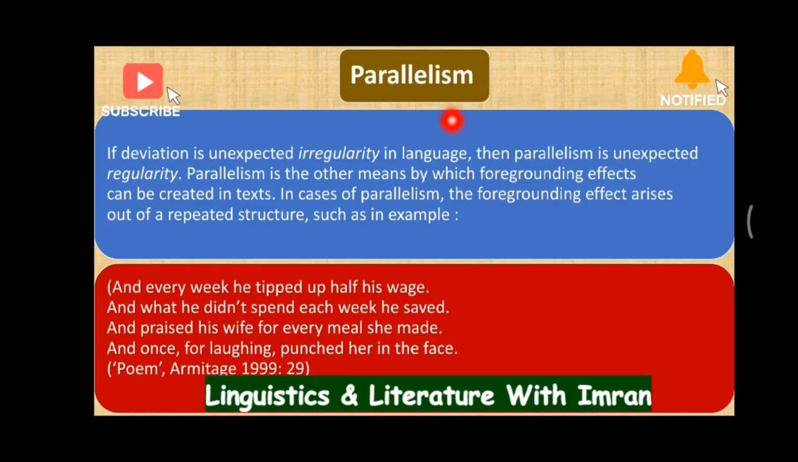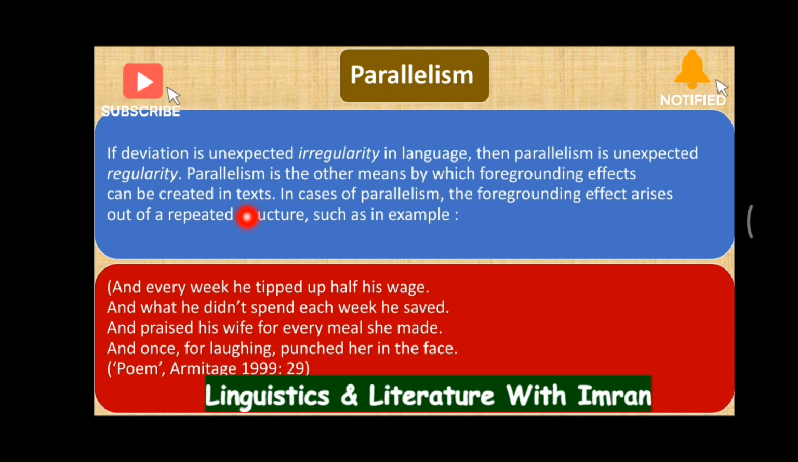So, what is parallelism? If deviation is unexpected irregularity in language, then parallelism is unexpected regularity. On the one hand, deviation is unexpected irregularity, so there are certain linguistic structures which occur irregularly in a language. On the other hand, we have parallelism, where certain linguistic structures occur in a text regularly. The repetition of certain linguistic structures in a text is called parallel structure, or parallelism. So parallelism is the other means by which foregrounding effects can be created in a text.